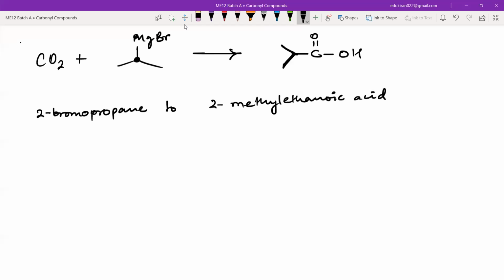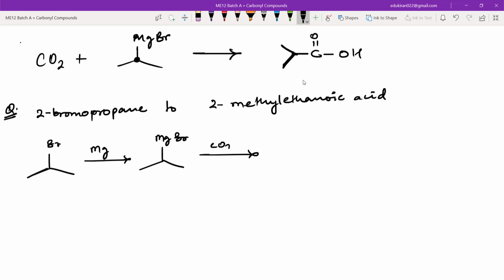Okay. So this type of conversion, if you have to do this type of conversion, now in that case, the reaction of 2-bromopropane. Now, how are you going to do this? 2-bromopropane has 3 carbon atoms and 1 bromine. You react this with Mg, you will get the Grignard reagent, MgBr. And then you further react this with CO2 and then some H plus and H2O.